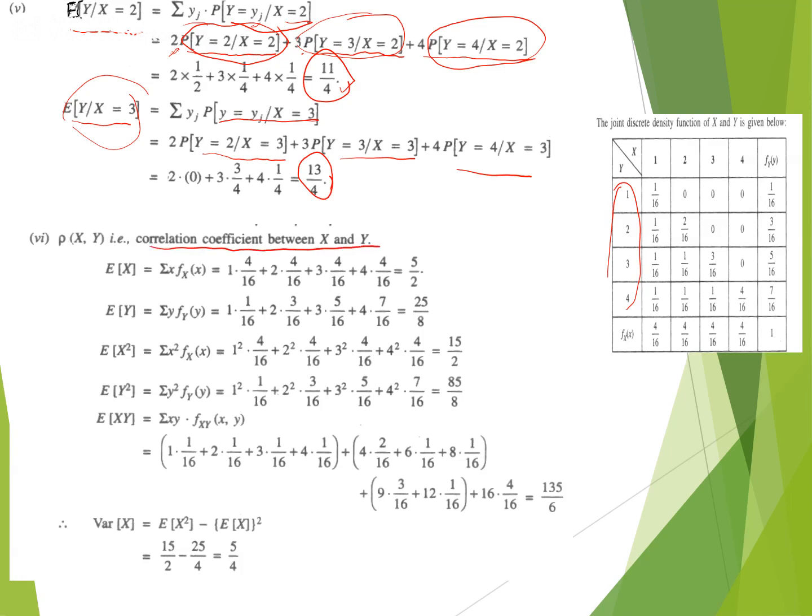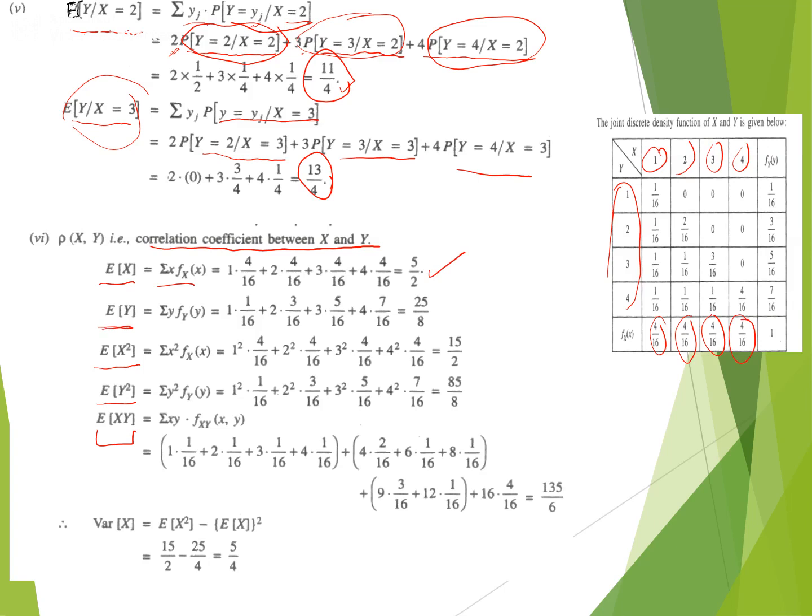So for the correlation coefficient, we have to find the expectation of x, expectation of y, expectation of x square, expectation of y square, and expectation of x y. So the expectation of x is summation x f(x). So 1 into 4 by 16, 2 into 4 by 16, 3 into 4 by 16, 4 into 4 by 16. We add all of them, we get 5 by 2.